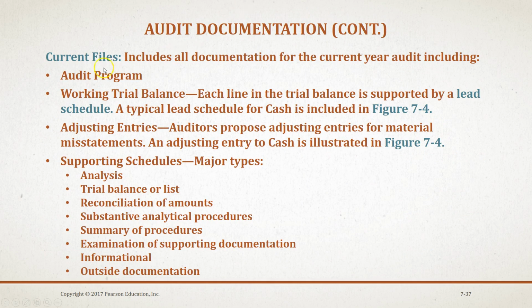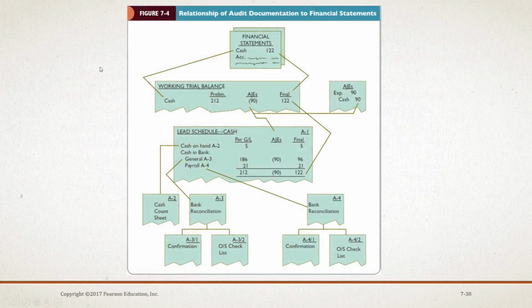And again, as we said, this would be your current file. An example of a working paper in the current file would be our financials showing the cash. The cash would then go to a working trial balance, which shows what the final balance is. It then goes to a lead schedule. And the lead schedule would show you all the cash that they have and what's actually being audited. And again, most of this would be done electronically.